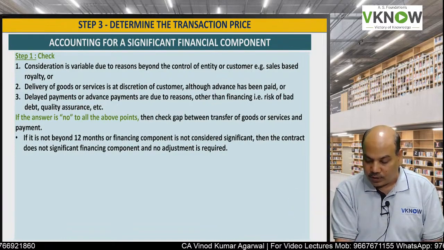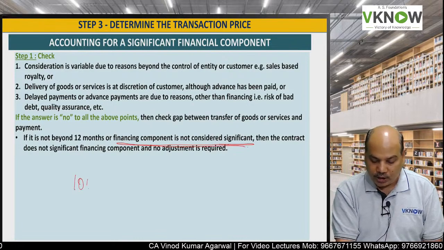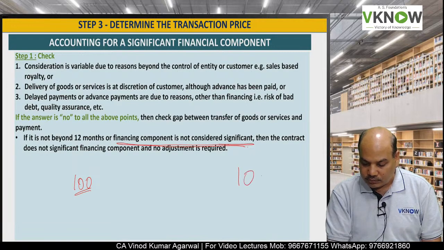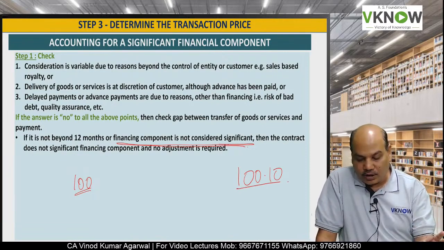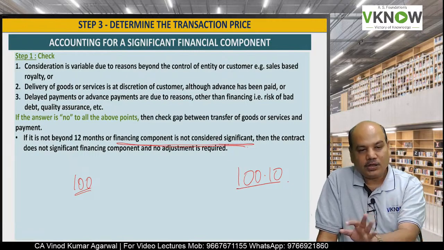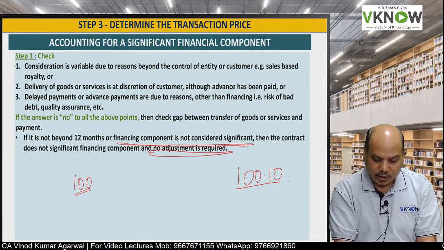Or if the amount of financing component is also not significant, if you pay now, you pay 100 rupees. If you pay after 1 year, you pay 100.10. So the financing component is not significant, then you treat it as no significant financing component and no adjustment to the transfer price is required.